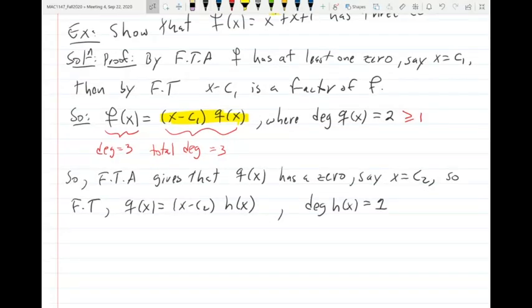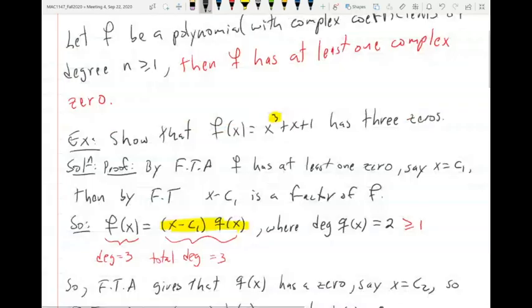So that means so far that f of x has the form x minus c1 times x minus c2 times this mysterious h, but this h is really not that mysterious. It's a linear polynomial, so it has the form ax plus b, right? Where a and b, remember, could be complex numbers, they don't have to be real. That's what the fundamental theorem of algebra says.